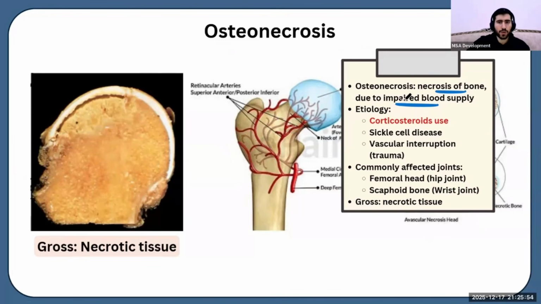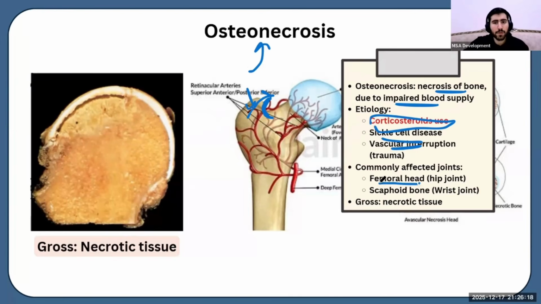Now, what causes osteonecrosis? Sickle cell disease causes osteonecrosis. Why? Because sickle cells will block this blood vessel, blood will not reach the femur head, and it will cause osteonecrosis. Also, vascular interruption by a trauma or a hit or whatever. And most importantly, corticosteroid use. Corticosteroid use will cause less blood supply to the femur head and will cause osteonecrosis. It's the most common cause of osteonecrosis.